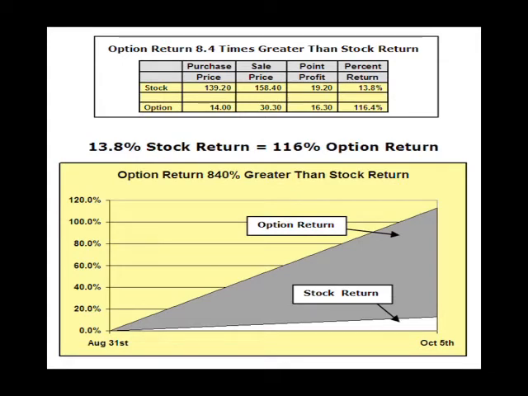Now on August 31st, when I purchased the Apple options, Apple stock was trading at 139.20. And when I sold the options on October 5th, Apple stock was trading at 158.40. Now purchasing Apple stock at 139.20 on August 31st and selling on October 5th at 158.40 would result in a 13.8% return for the stock. Over the same time period, my option trade produced a 116% return, which is 8.4 times greater than the stock trade, demonstrating the leverage available from trading options.